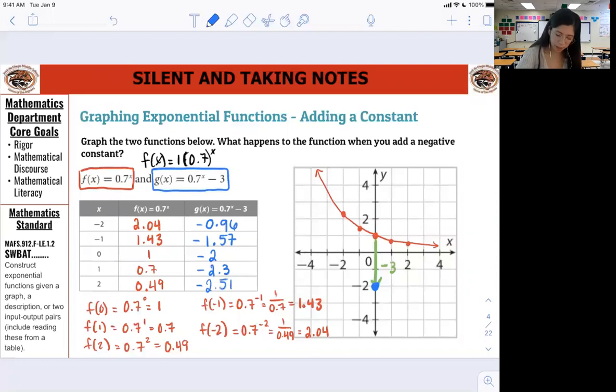Let me go ahead and plot them and put my graph down. So negative 2 comma negative 0.96, that's going to be very close to negative 1. Negative 1 comma negative 1.57, that's about halfway between negative 1 and negative 2. I already put my y-intercept down. Then I have 1 comma negative 2.3. It's a little bit further down. And then 2 comma negative 2.51, a little bit further down. So there it is.